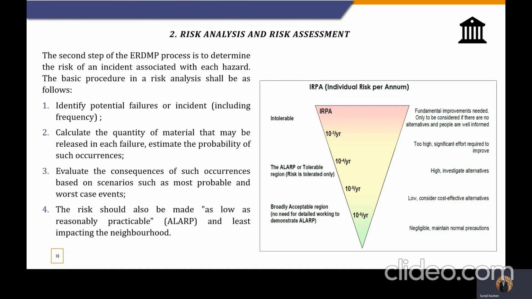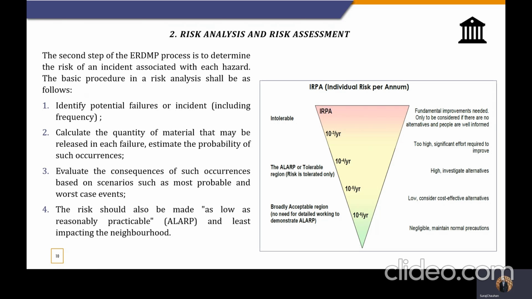Now, calculate the quantity of material that may be released in each failure and also estimate the probability of such occurrence. Like if there is a leak in CGS for about 10 to 20 minutes, how much gas is leaked out in the atmosphere? We should know that.